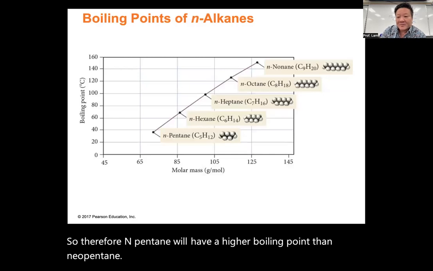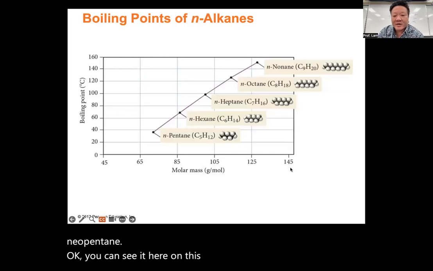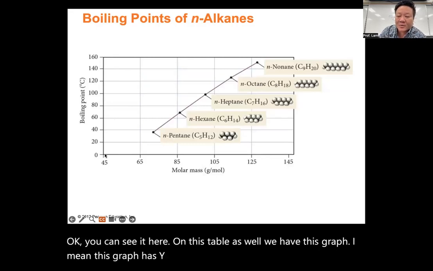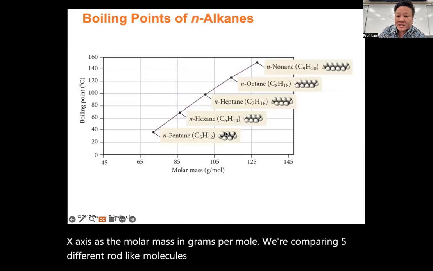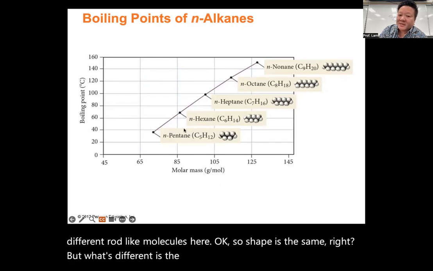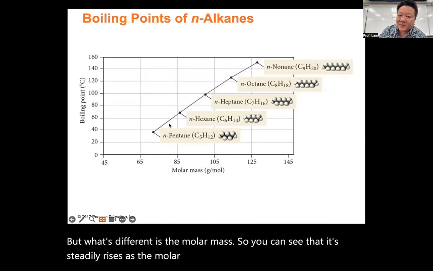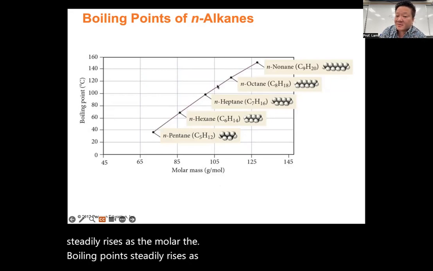Okay. You can see it here on this graph as well. This graph has the y-axis as the boiling point in Celsius, and the x-axis as the molar mass in grams per mole. We're comparing 5 different rod-like molecules here. So shape is the same, but what's different is the molar mass. You can see that the boiling point steadily rises as the molar mass rises, right?